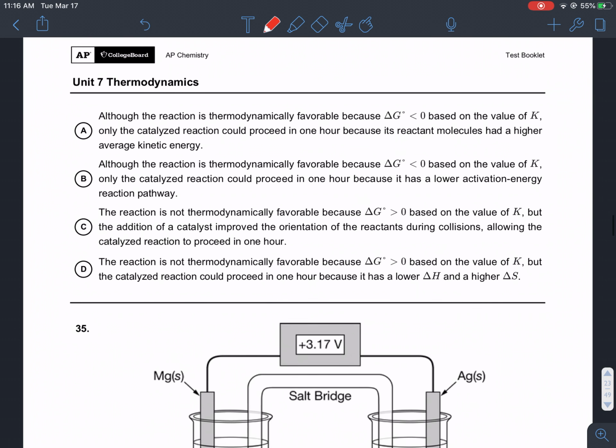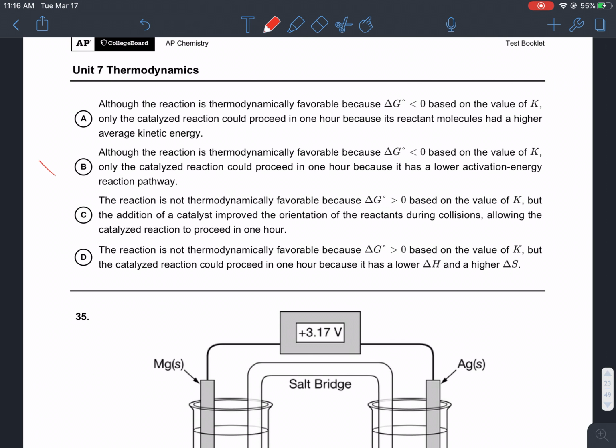So the correct answer, I'd love to read through all these with you, but let's just say it's B. Although the reaction is thermodynamically favorable because delta G is negative, okay? So you could have already canceled out C and D because they don't say delta G is negative. Based on the K value, only the catalyzed reaction could proceed in 1 hour because it had a lower activation energy. Notice that they say only the catalyzed reaction could proceed in 1 hour. The other one would have happened. It just would have taken a lot longer than 1 hour, okay?